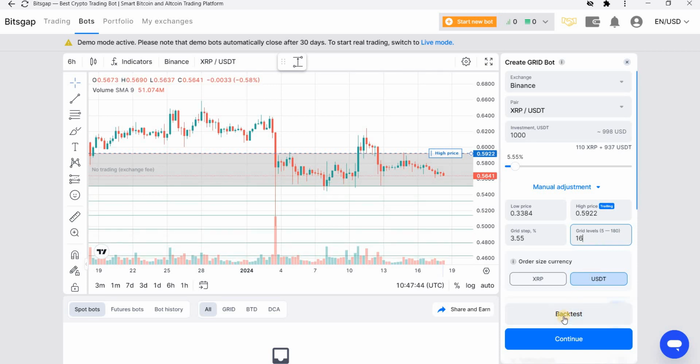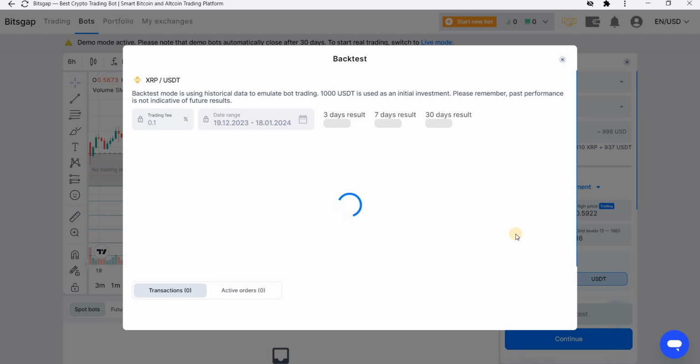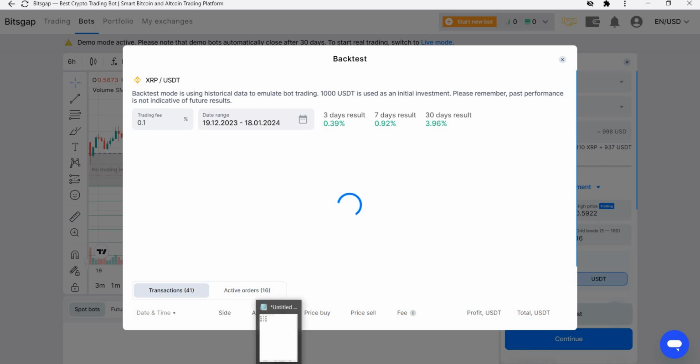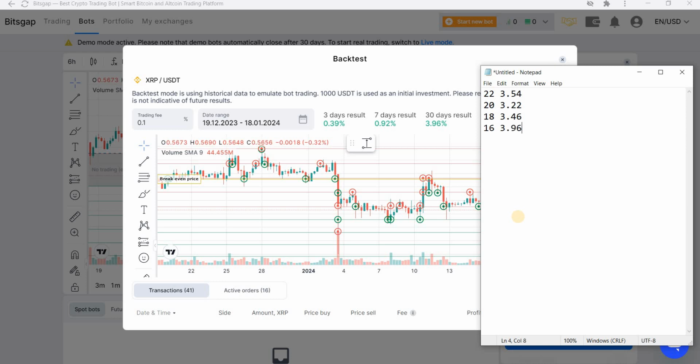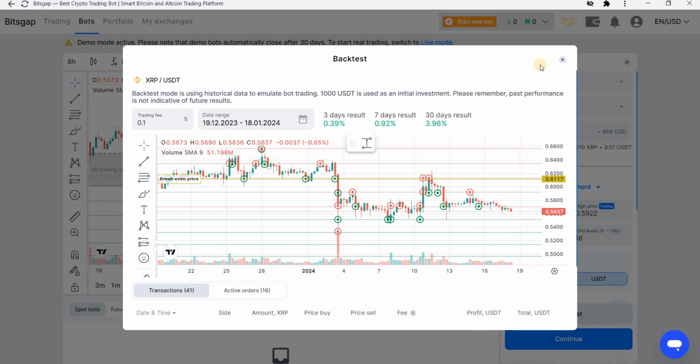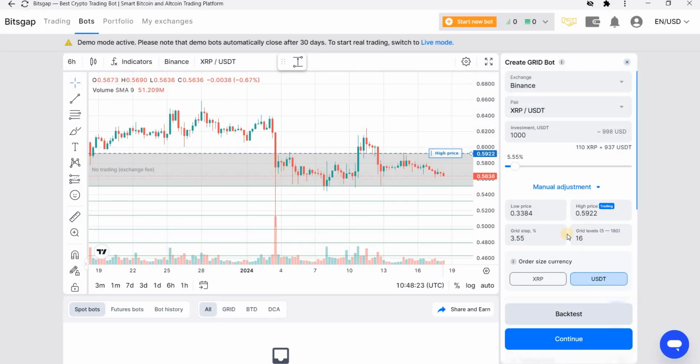Try 16, backtest, 3.96. So that looks a bit better. So 16 gives us 3.96. So as you can see, the grid levels give you different figures. Obviously this is based on the last 30 days, doesn't mean that it's going to be the same for the next 30 days, but it can give you some guide. So based on the checks we've done there, I think 16 gives us the best result. So what we'll do is we'll leave it on the 16.